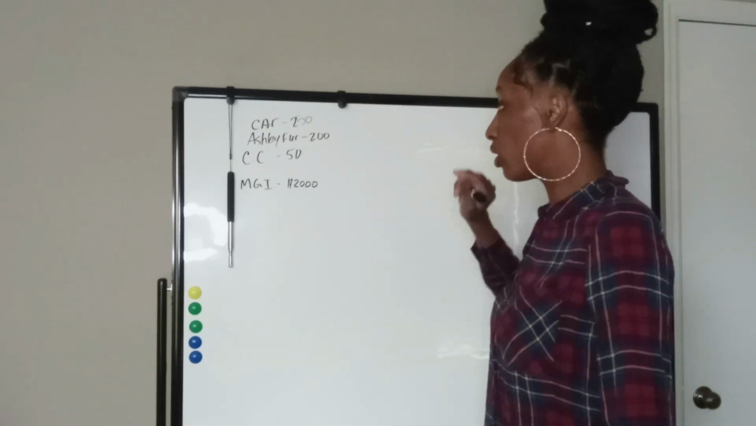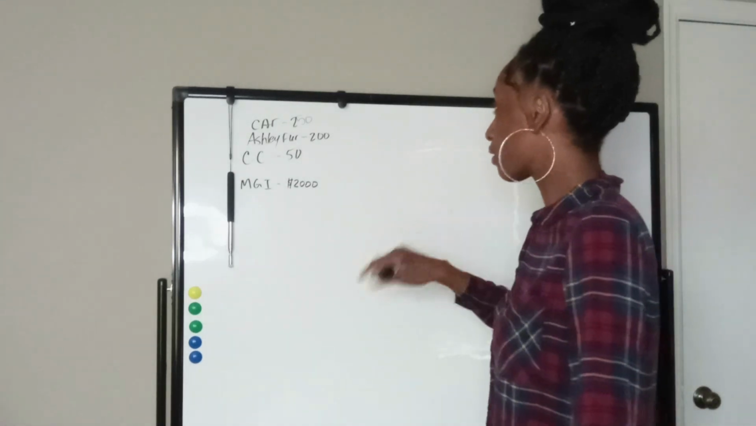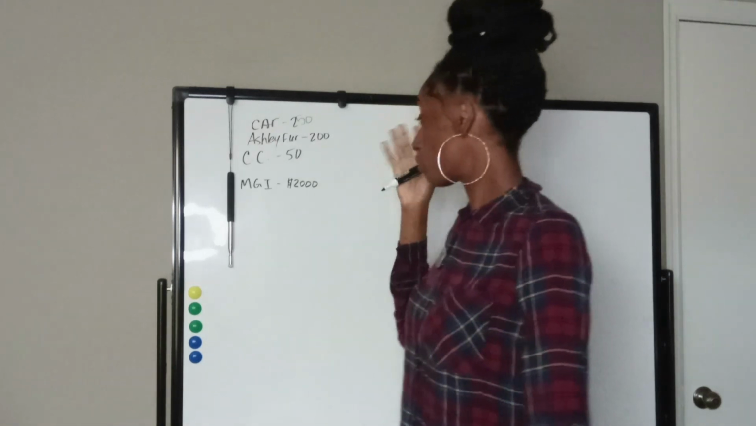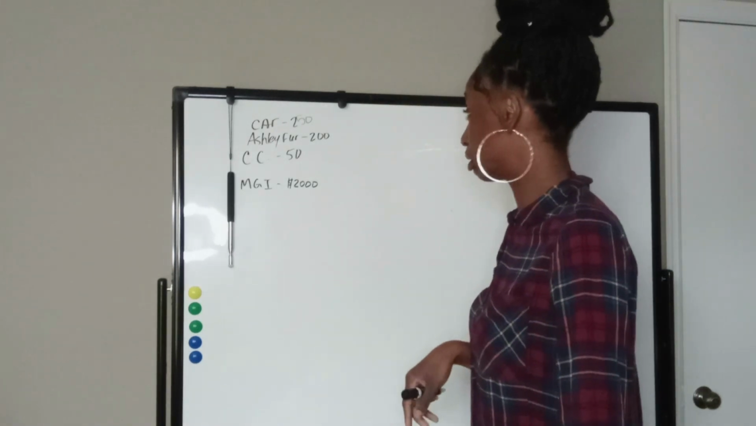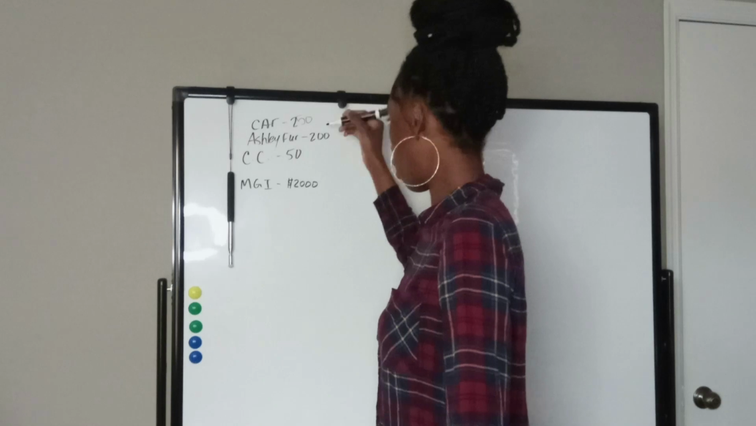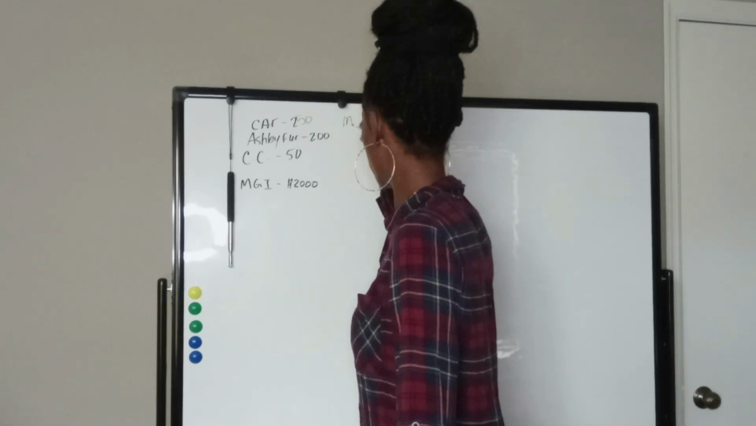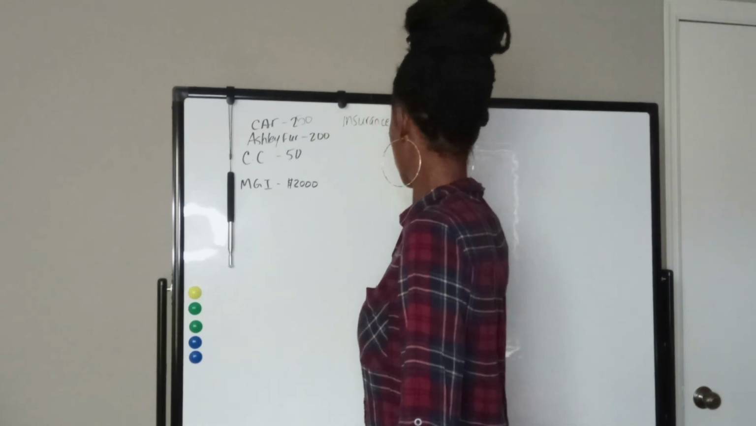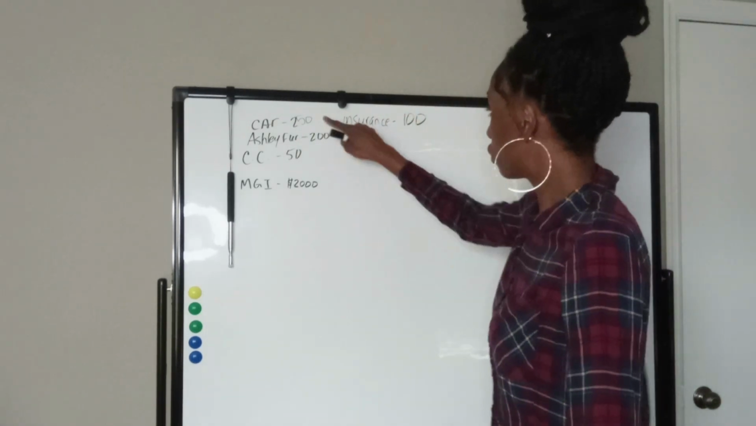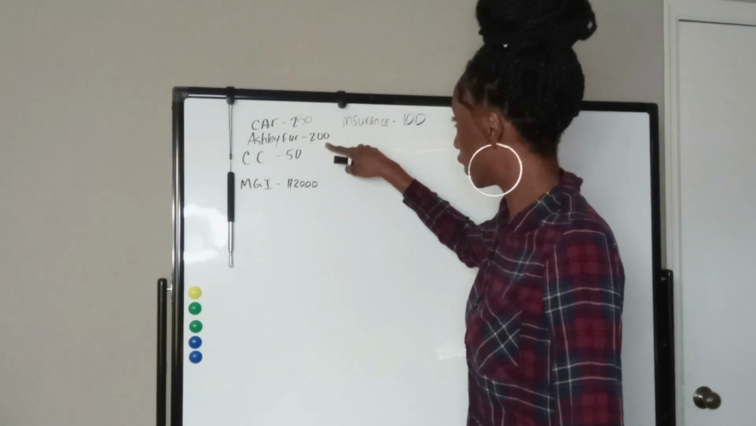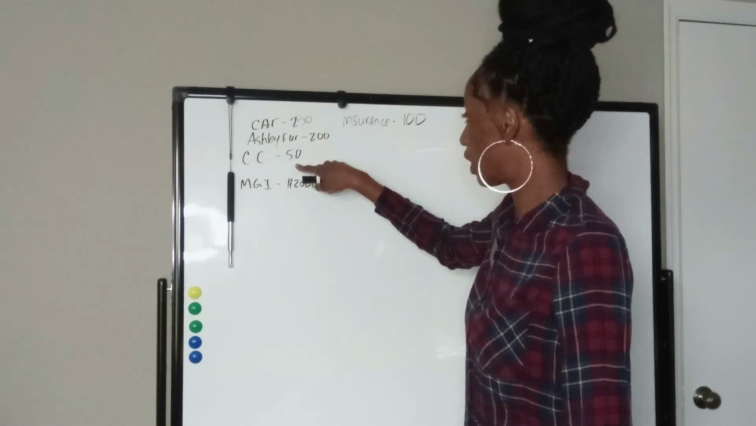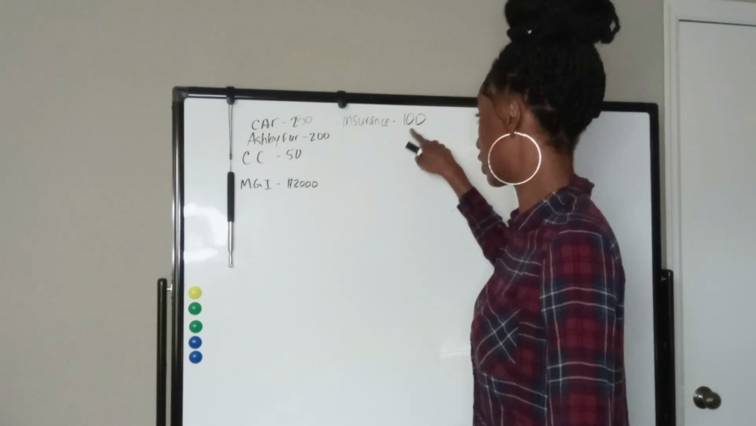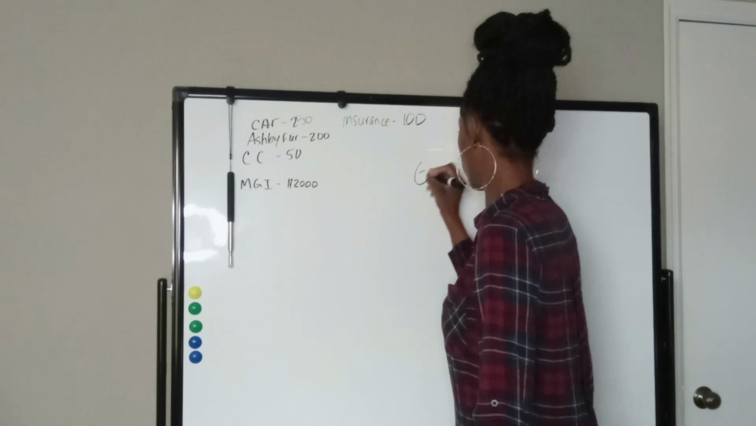Okay, my car note is $250 a month. My furniture is $200. Credit card payment is $50. Since I have a car, of course I have car insurance, so let's say $100. So we have $250, $200, that puts us at $450. $50 for the credit card, that's $500, and then $100 more for the insurance. That places us at $600.